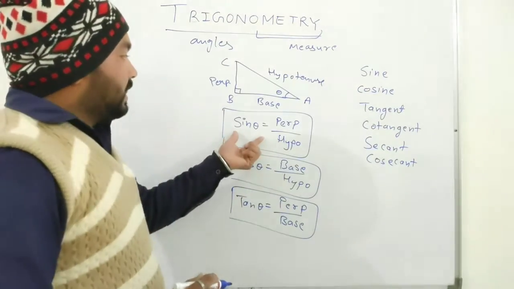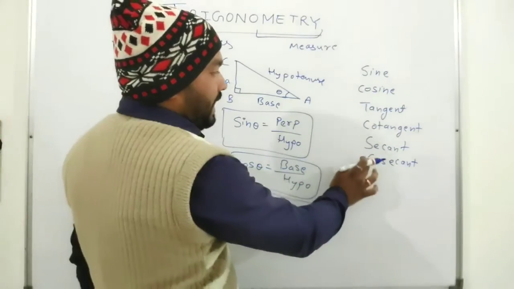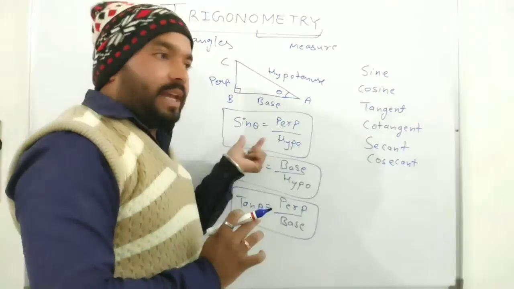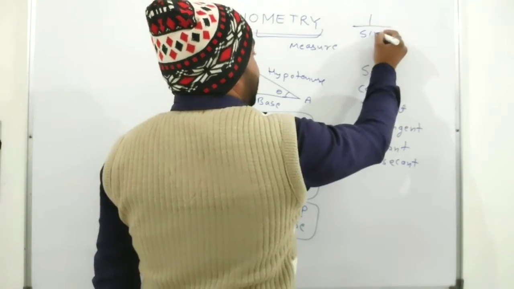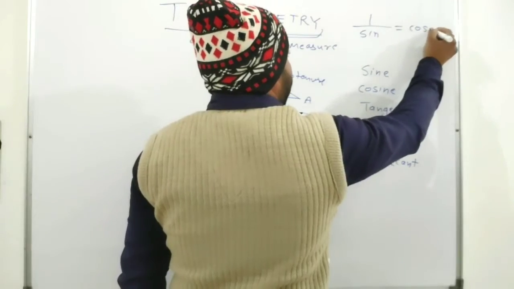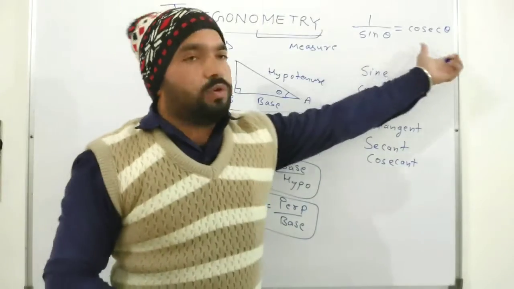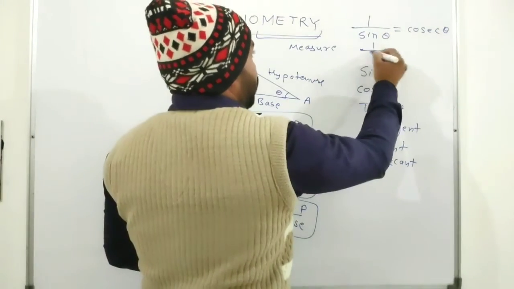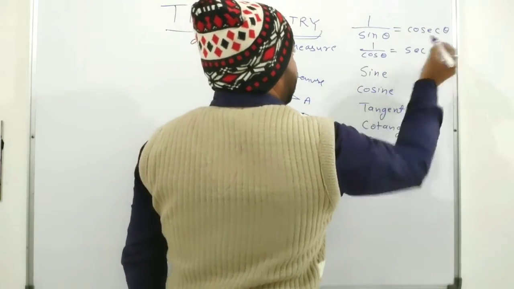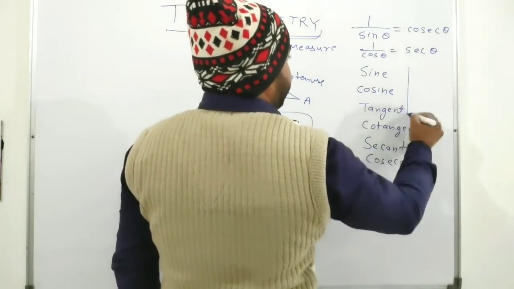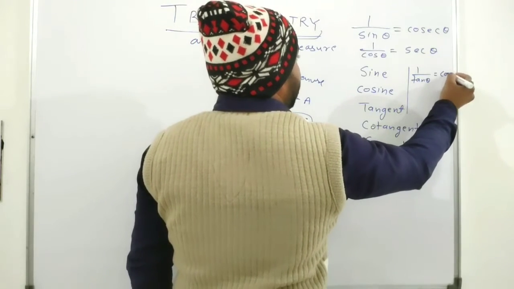Now the other 3 are reciprocals. The reciprocal of sine is cosecant. If you are taking theta, the reciprocal of sine theta is equal to cosec theta. Just like that, the reciprocal of cos theta is equal to sec theta, and the reciprocal of tan theta is equal to cot theta.